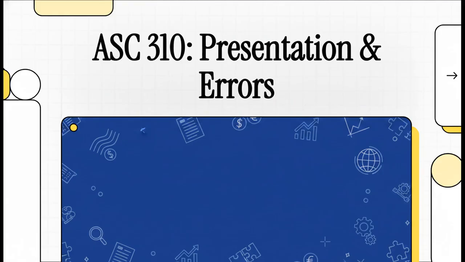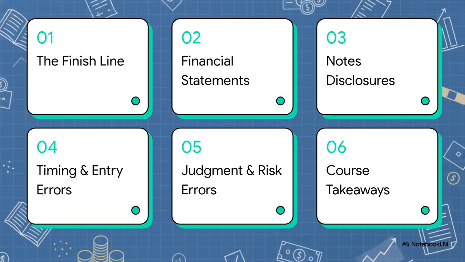Let's dive right in. Here is our roadmap for today. We'll do a quick welcome to the finish line, then look at how we actually present these financial statements, followed by the required notes disclosures. Then we'll shift gears into a bit of a survival guide, covering common mistakes with timing and entries, as well as mistakes with judgment and risk. Finally, we'll wrap up with our core course takeaways.